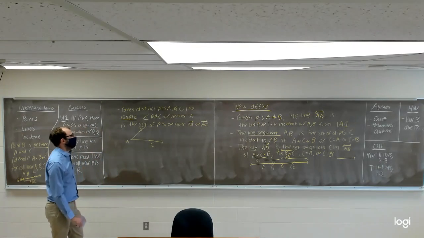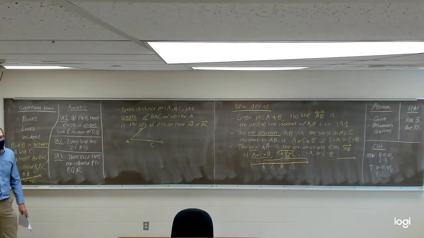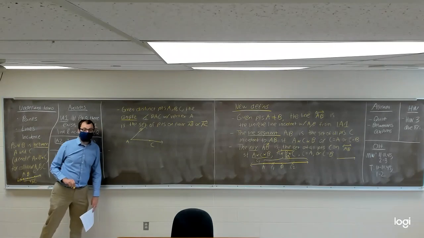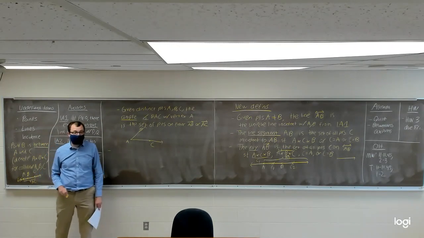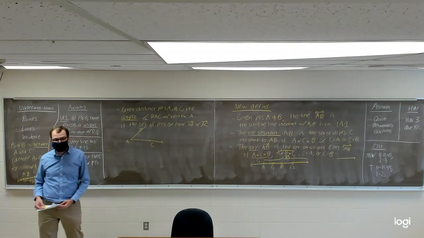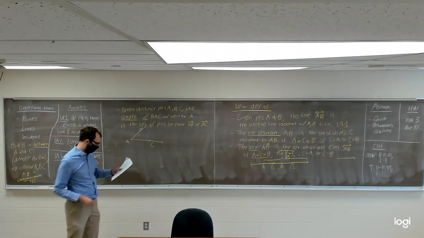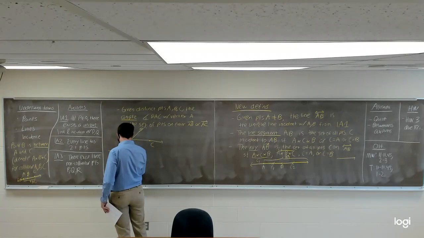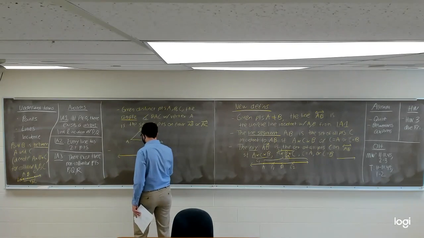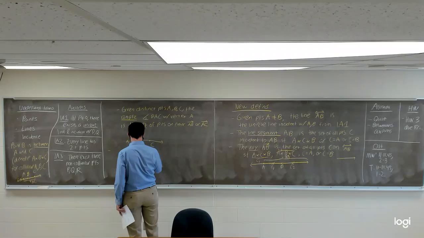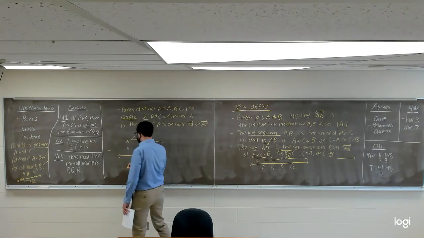And finally, our last set of new definitions is the idea of, given two points and a line, what it means for those two points to be on the same side or opposite sides of that line. So let's see. We'll draw a picture out here. This is our line L. Let's say this is A, this is B, this is C.